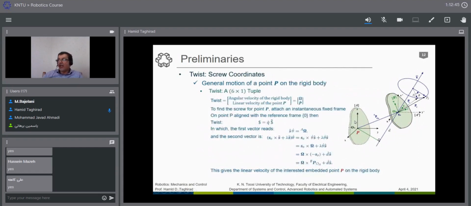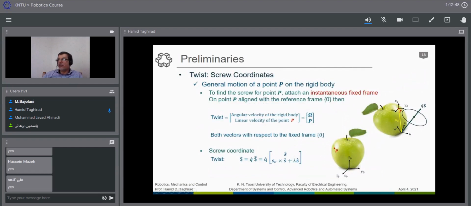Very simple, we can use it. We have a fixed frame here, x0, y0, and point P. This rigid object, this apple, has moved in the frame from here to here and has rotated. As you see here, we have a rotation. Consider that the rotation is along this axis and with this rotation. Then we would like to find the position and velocity of this point P.